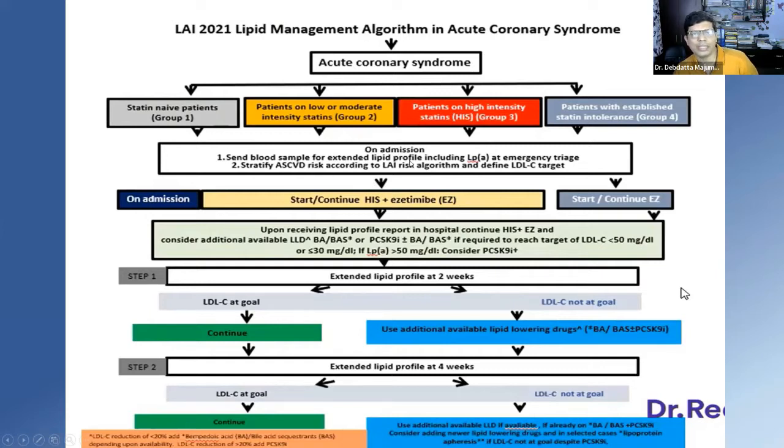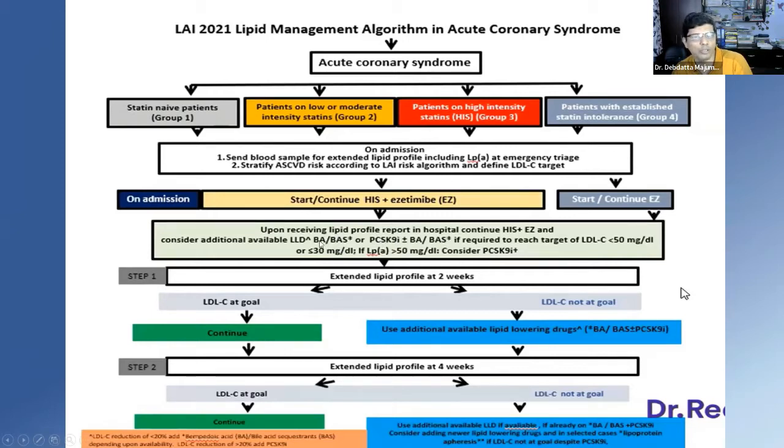So what you do is send a blood sample for the lipid profile, including LPA. We'll speak of LPA. And then either you start or you continue high intensity statin with ezetimibe on admission. And then on receiving the lipid profile report, look at your LDL goals, which we will just discuss, and then try to add on therapies. We have already had HIS, I mean high intensity statin with ezetimibe. And then as the need be, certainly add PCSK9. I speak of this with a lot of importance.